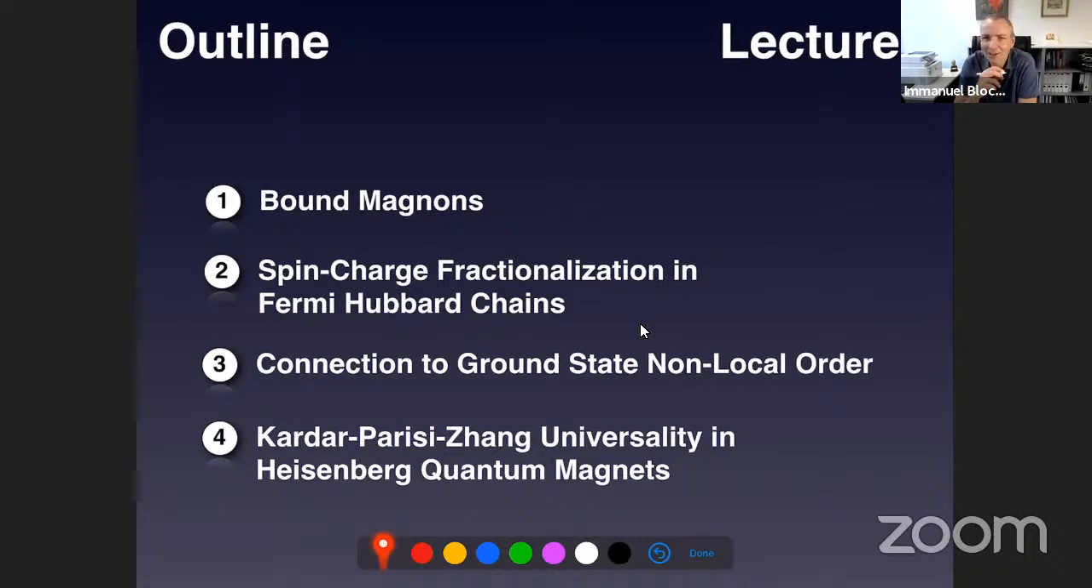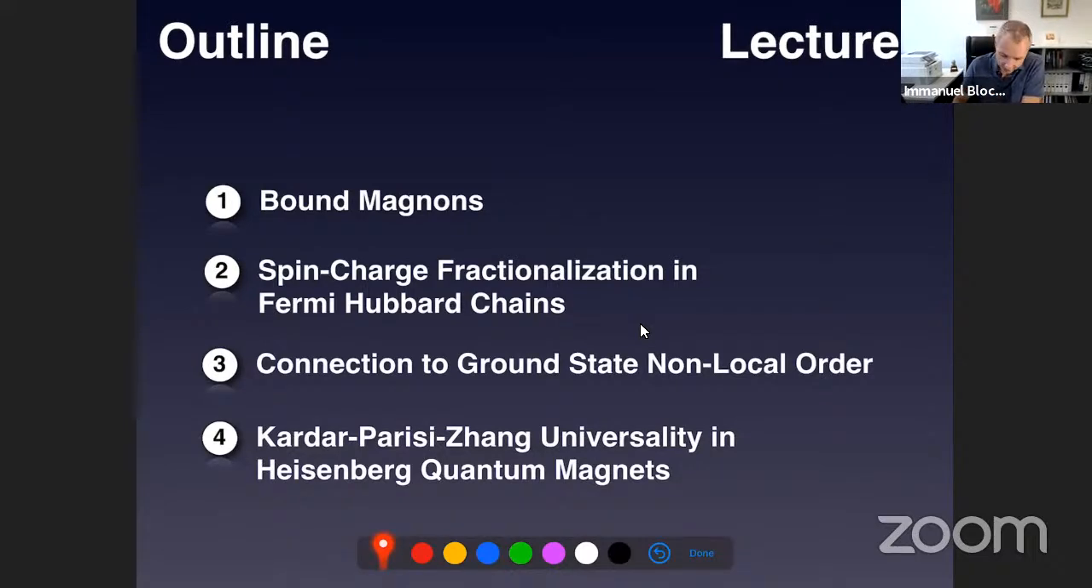And finally, I hope we get to this really interesting new topic, which we had a lot of fun actually exploring. And I see Francisco here from Norm's group. So it was a lot of fun in that collaboration. I hope to tell you a little bit about this Kardar-Parisi-Zhang universality in Heisenberg quantum magnets. A very interesting story. Okay, so let's get started. So mostly it's about spin physics today.